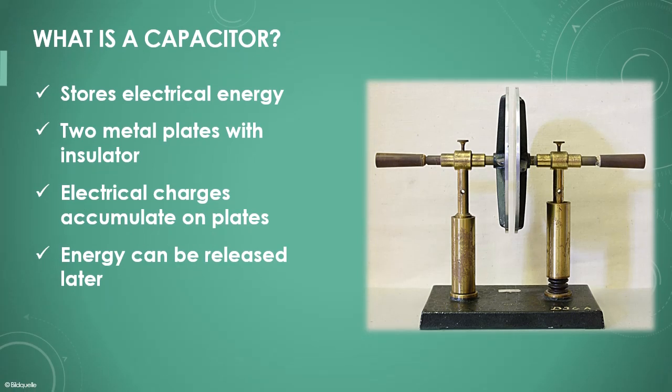A capacitor is a component that can store electrical energy. It consists of two metal plates separated by an insulator. When a voltage is applied, electrical charges accumulate on the plates. This stored energy can later be released.